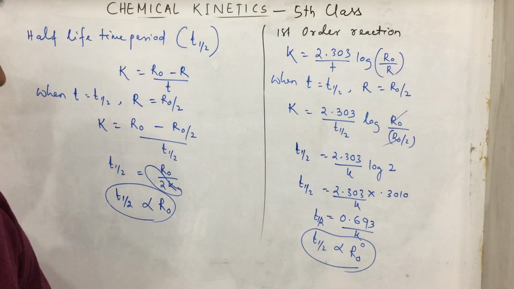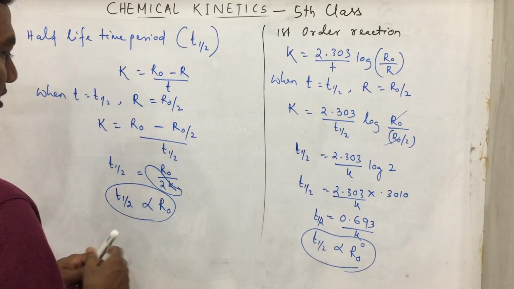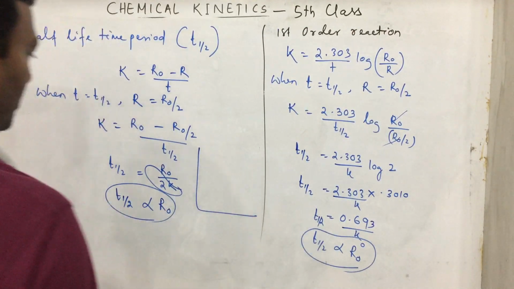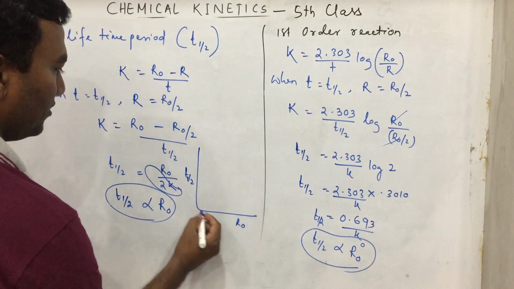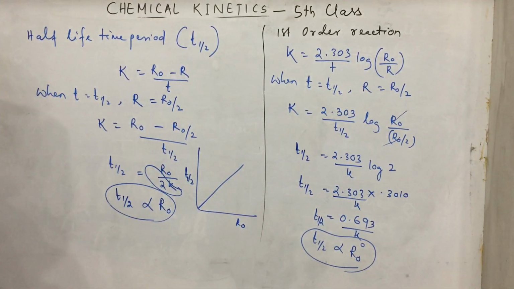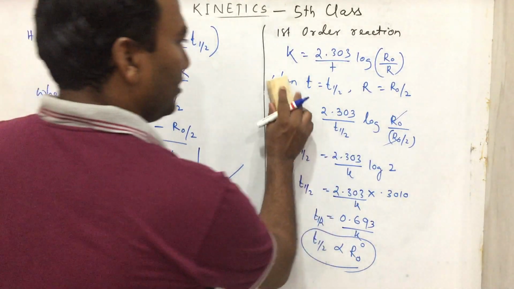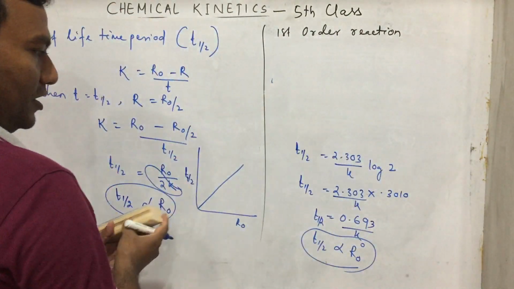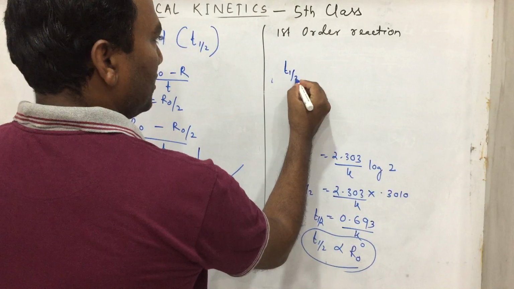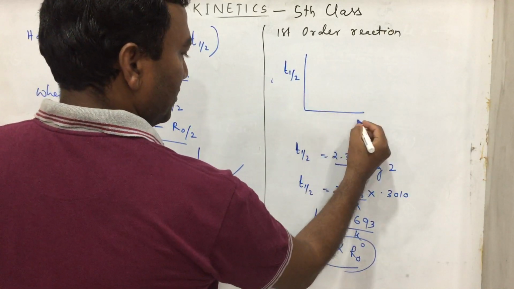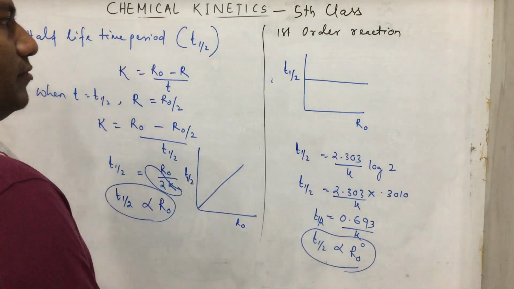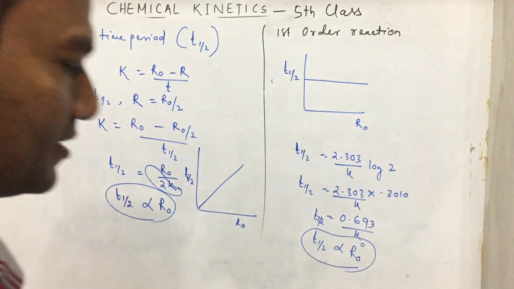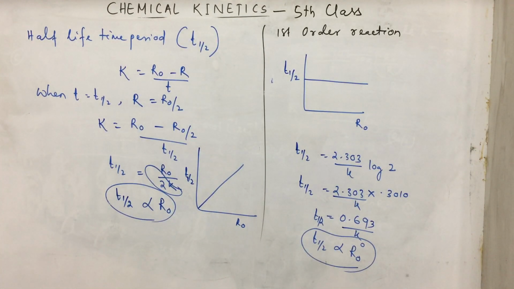So for these two graphs, you see, if you plot the graph for half-life, if you plot T half versus R naught, it is directly proportional because T half is directly proportional to initial concentration. Similarly, here if you plot the graph, that is T half versus concentration, then it is independent, means parallel to x-axis. Okay, check.